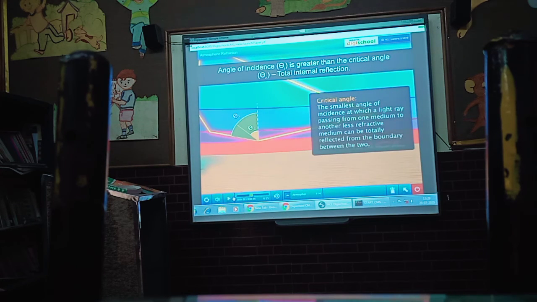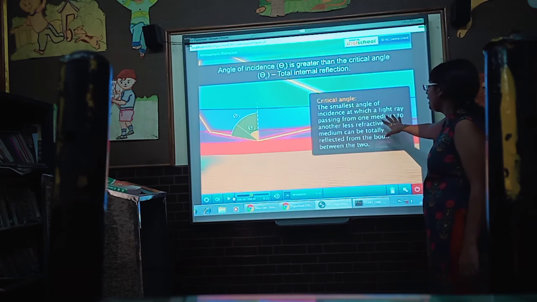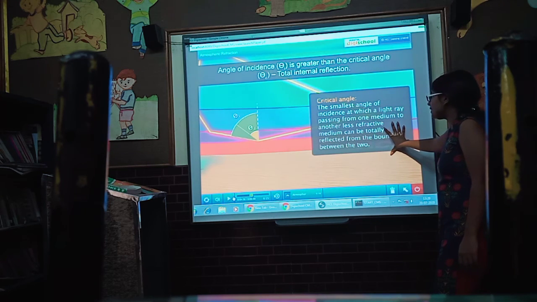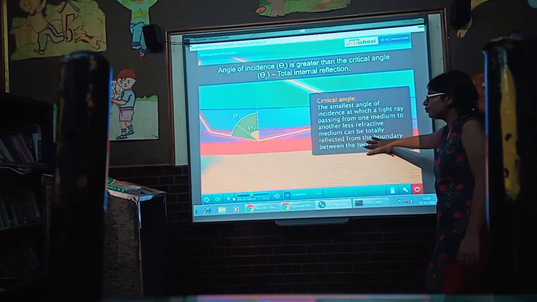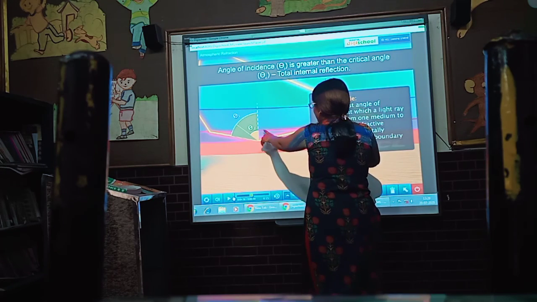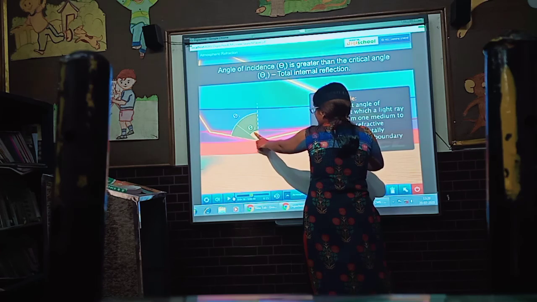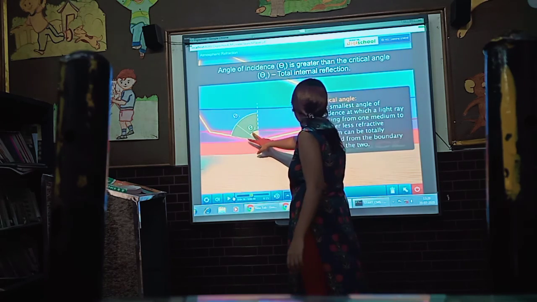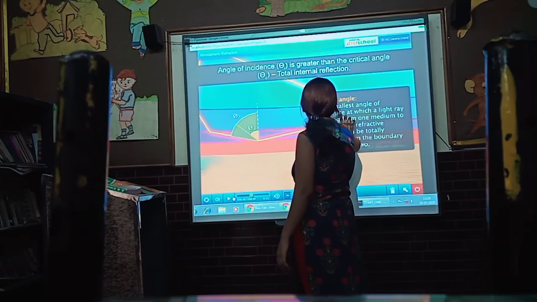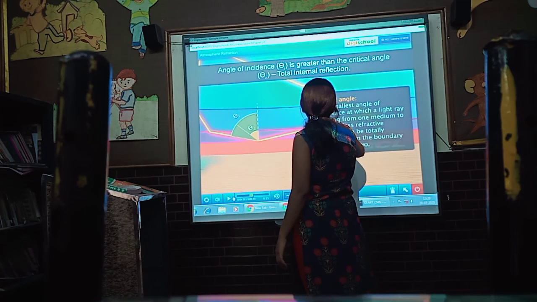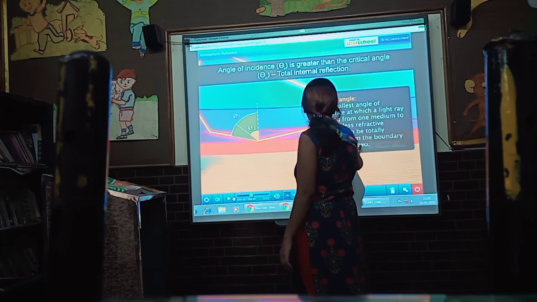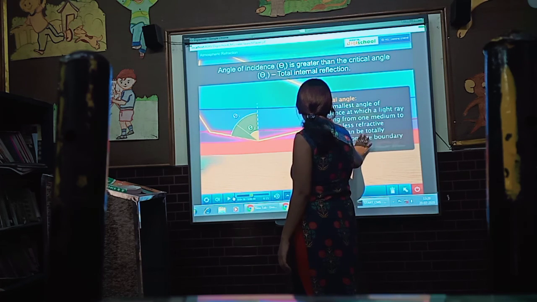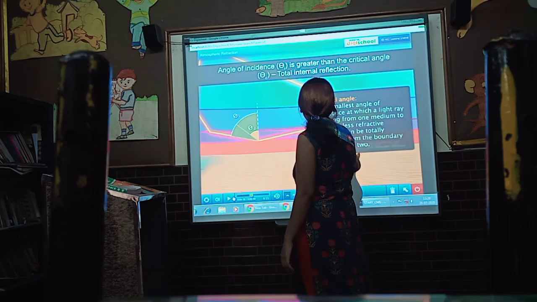What is critical angle? Critical angle is the smallest angle at which a light ray passing from one medium to another less refractive medium can be totally reflected from the boundary between the two. See, this is the critical angle, theta c. What is this theta c? Critical angle. Smallest angle of incidence at which a light ray passing from one medium to another less refractive medium can be totally reflected from the boundary between the two.